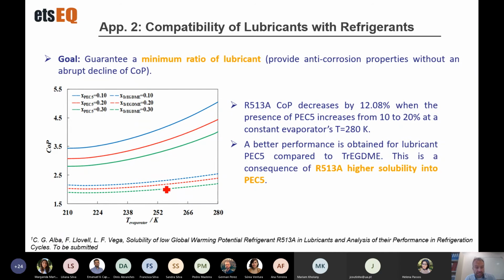Of course, this information depends on the temperature of the evaporator, okay? So this depends on the conditions where your refrigerant cycle will work, okay? Let's say that we will be working typically in this area, moving from temperatures of 250 to 280, okay? And in this case, it is clear that a better performance is obtained for lubricant PEC5 as a consequence of the higher solubility of R513A.